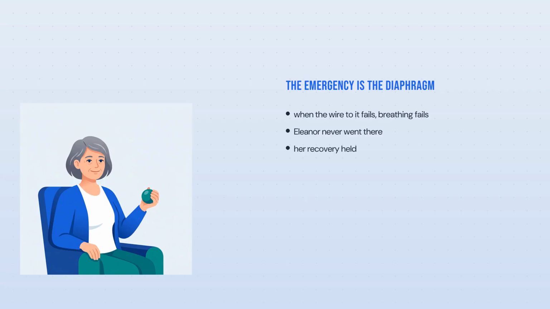These are the diseases where the emergency is almost always the same organ, the lungs. When the wire to the diaphragm fails, breathing fails. And that is what you watch for in every one of them. Eleanor never went there. Her recovery held.